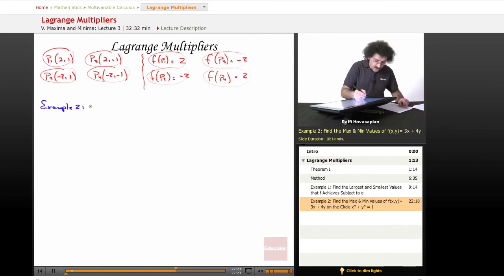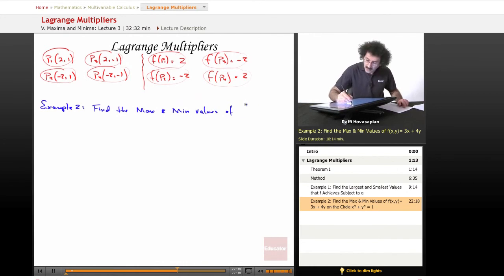Example 2. Find the max and min values of f, let me do it over here, of f of x, y equals 3x plus 4y on the circle x squared plus y squared equals 1.